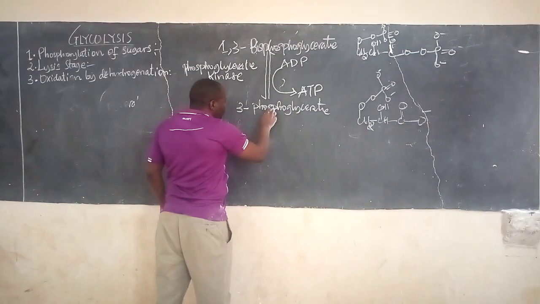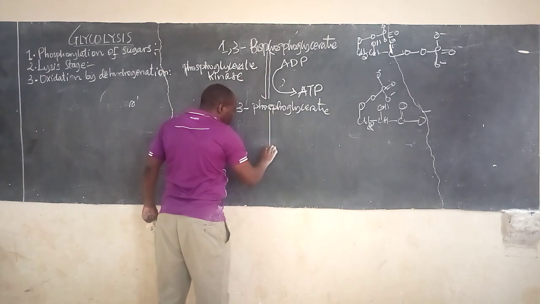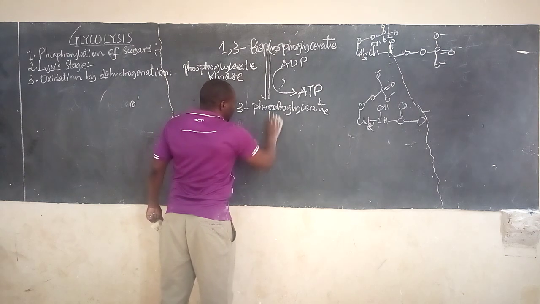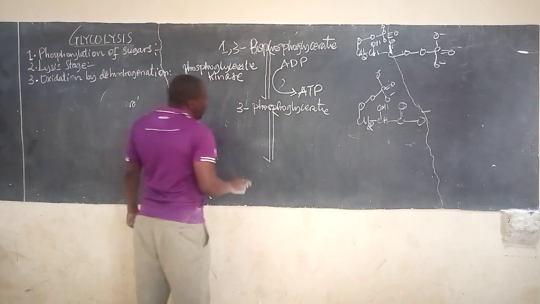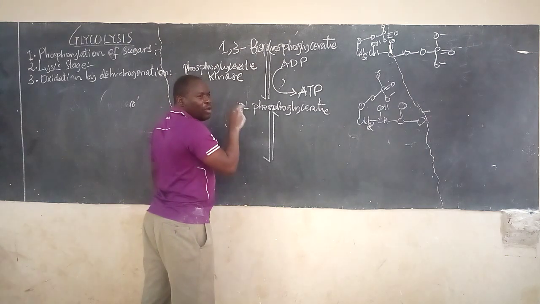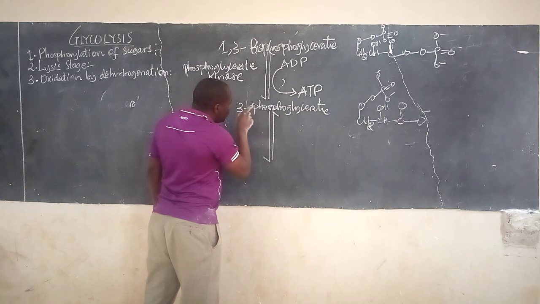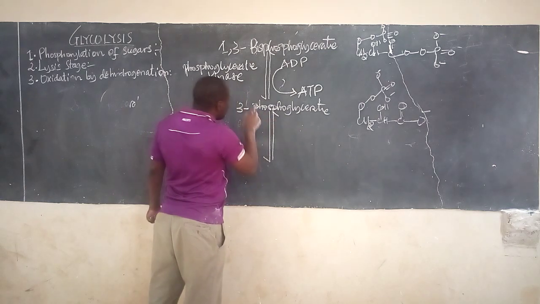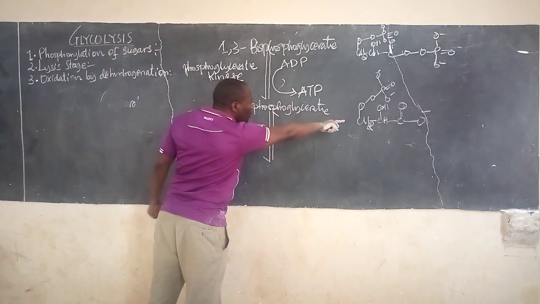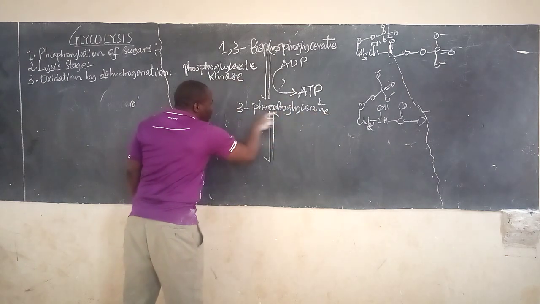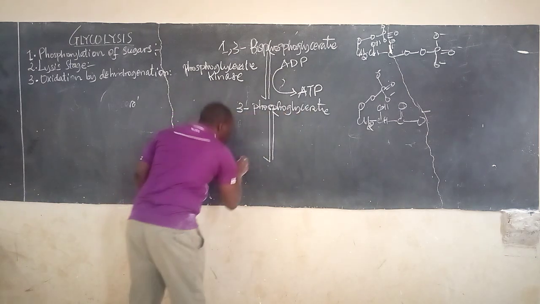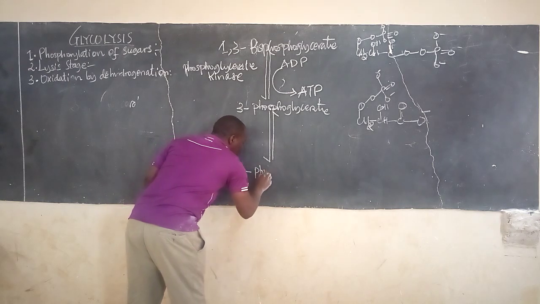Again, from this stage, we are going to shift into another stage. At this stage, we are going to change or transform the third position of phosphate into the second position. We're going to change 3 phosphoglycerate into 2 phosphoglycerate.